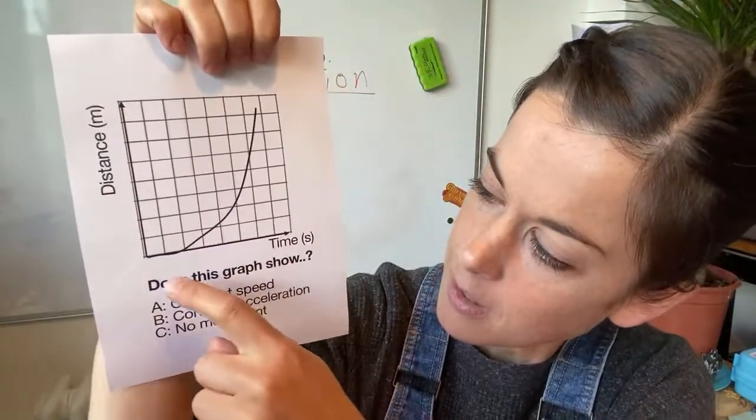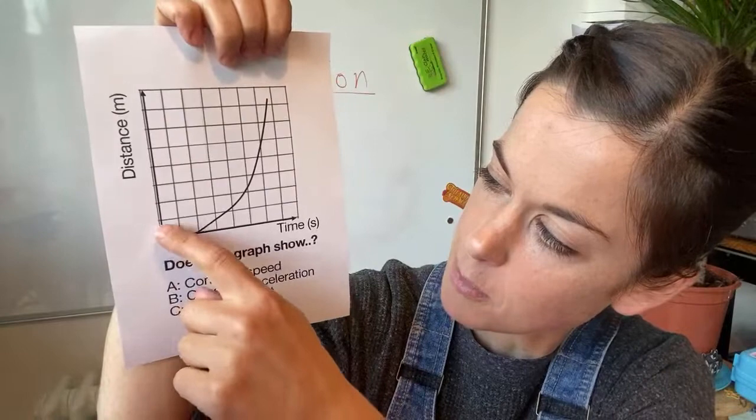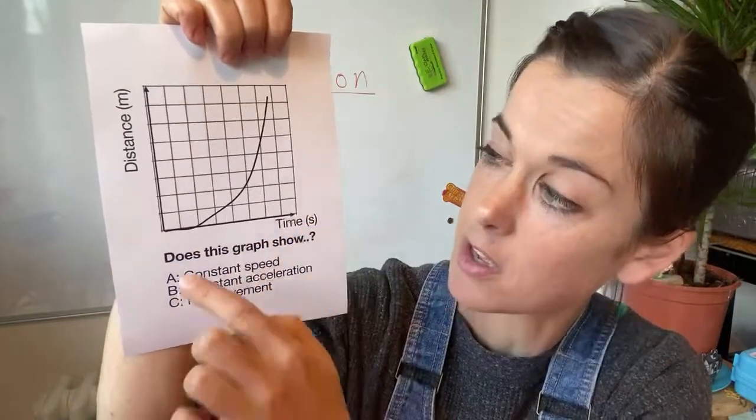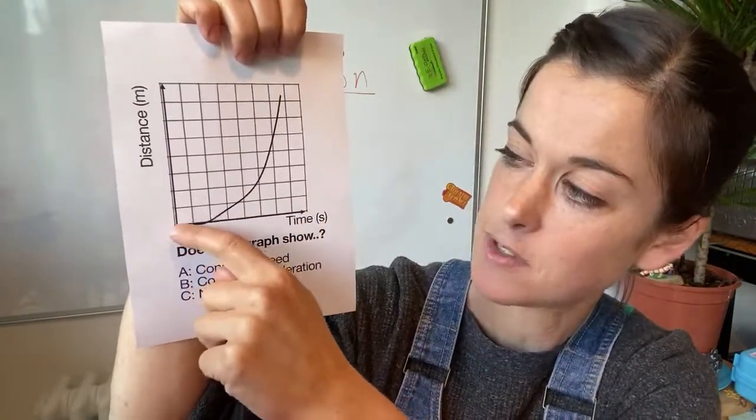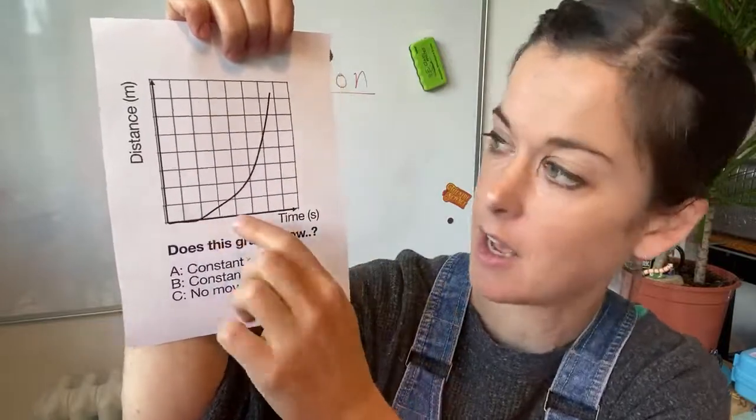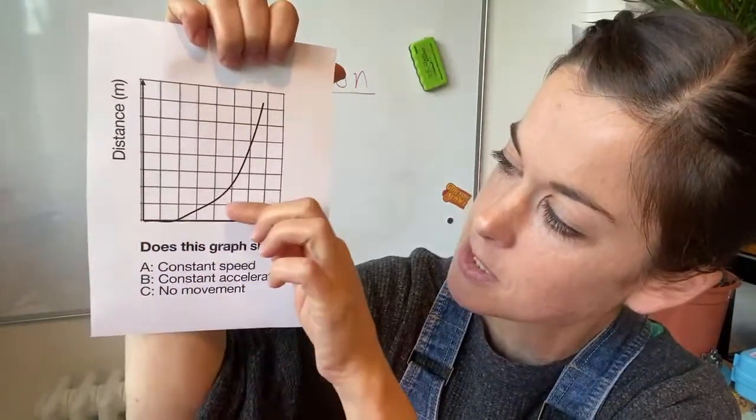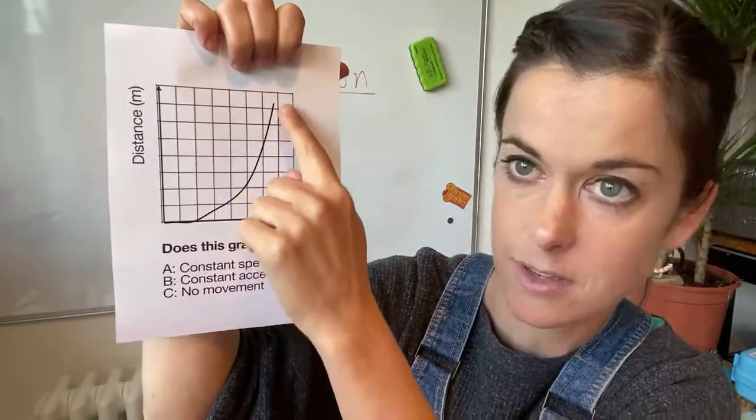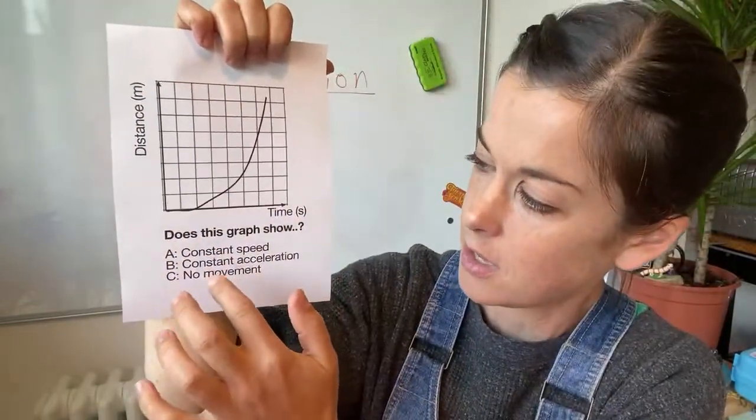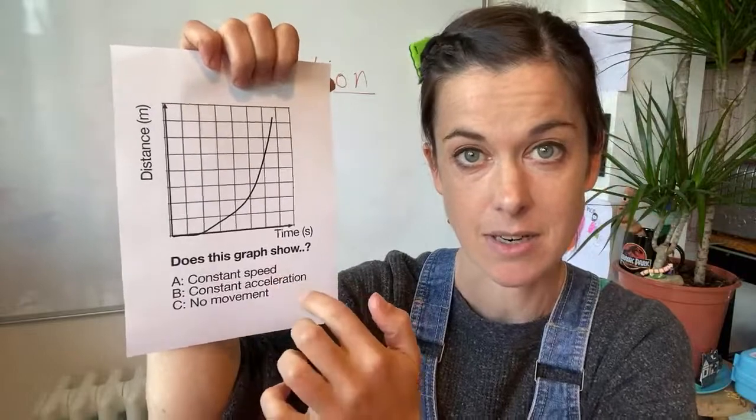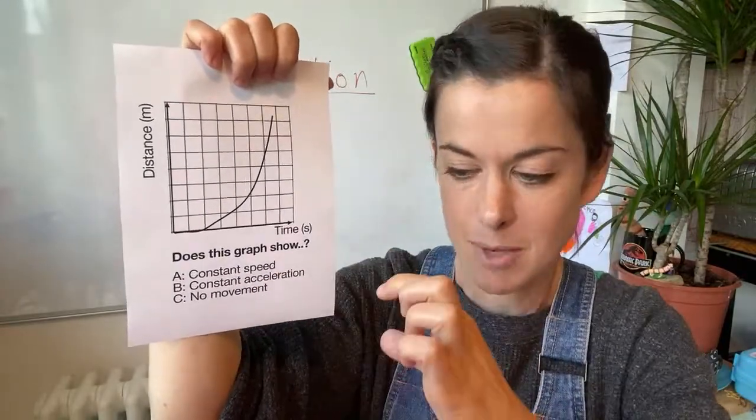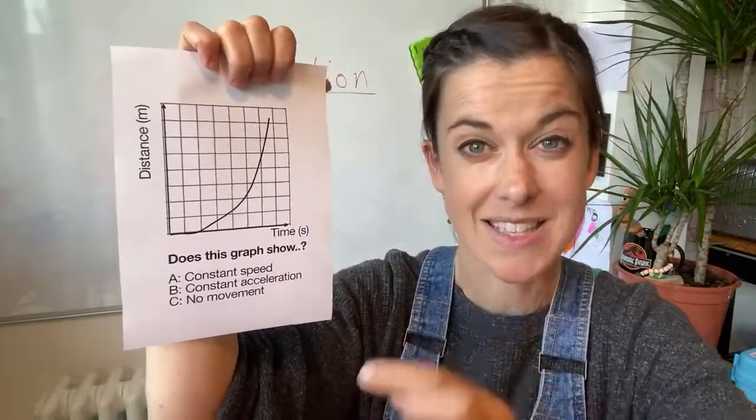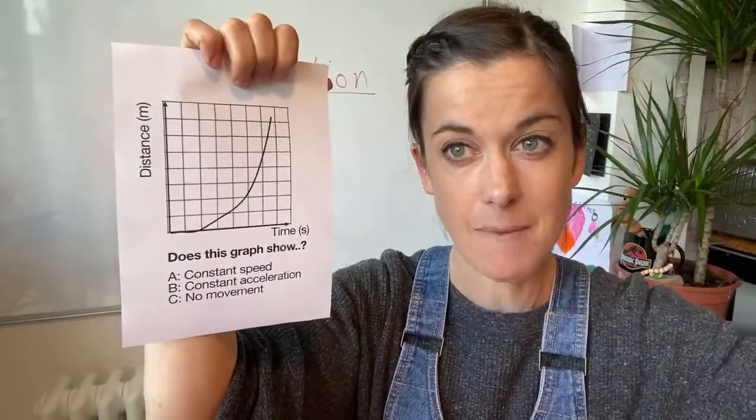Well, it's obviously moving, so it's not no movement, and it's not going at a constant speed because it's a distance time graph, so a constant speed would be a straight line. This line, sometimes it's shallow and sometimes it's really steep, so it looks like it started a bit slower and then it's got faster. So this is a constant acceleration. Its speed is increasing, but its speed is increasing by the same amount every second. Yeah? Constant acceleration.